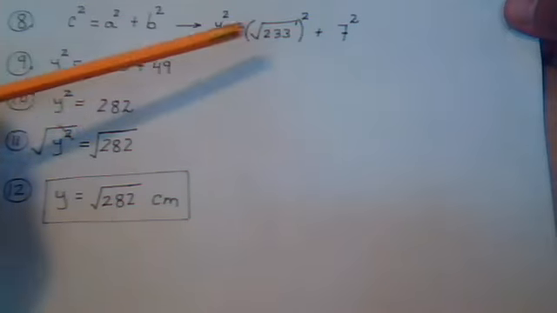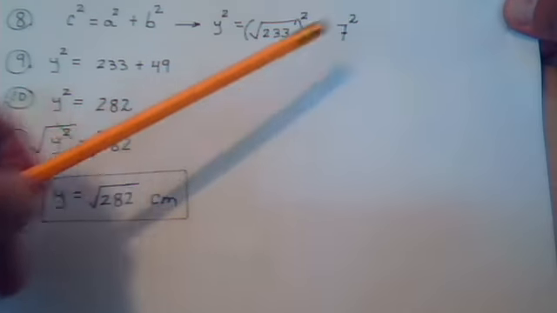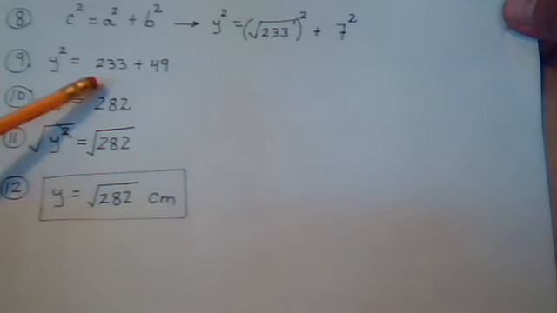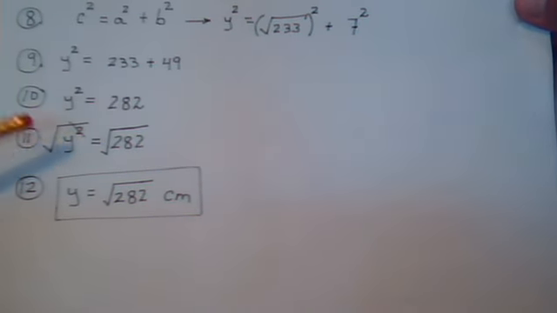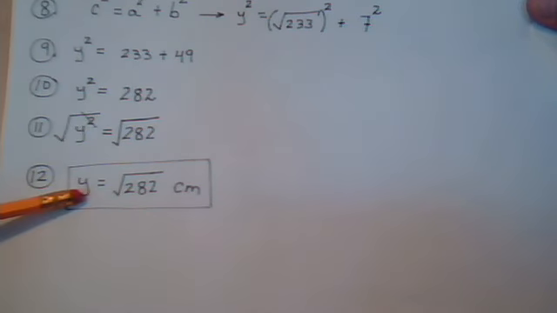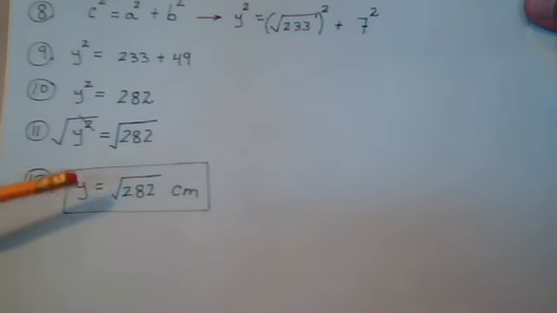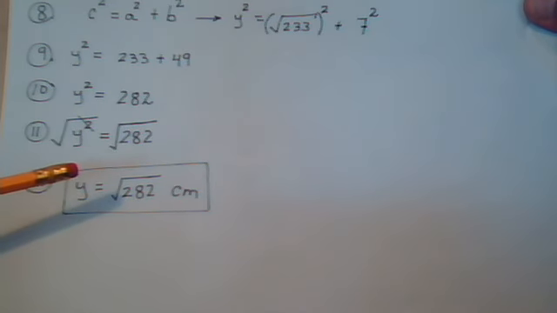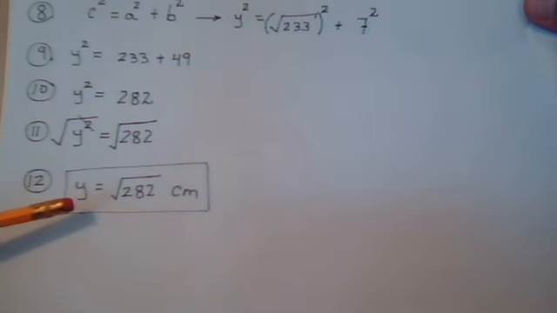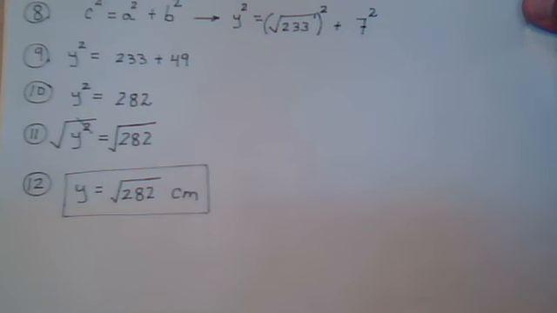You simplify. Notice the power of 2 cancels the square root. 7 squared is 49. Keep simplifying. Take the square root of both sides. And now you have the y all by itself. So y is the longest segment in the right rectangular prism that they gave us. This is the size of that segment, square root of 282 centimeters.